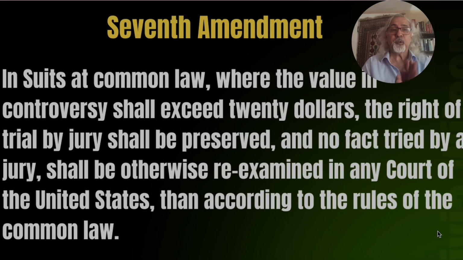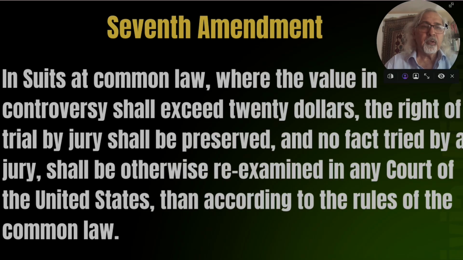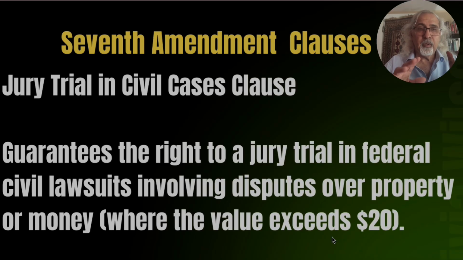Seventh Amendment: in suits at common law where the value in controversy shall exceed $20, the right of trial by jury shall be preserved, and no fact tried by a jury shall be otherwise re-examined in any court of the United States than according to the rules of the common law. So what this does is, we already know that criminal cases are tried by a jury. What this says is that if there is more than $20 involved, a judge cannot just give a decision. A jury must decide a civil case.